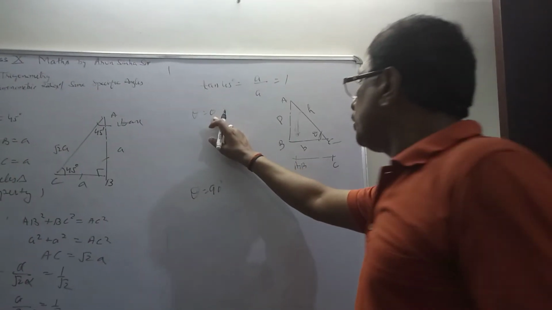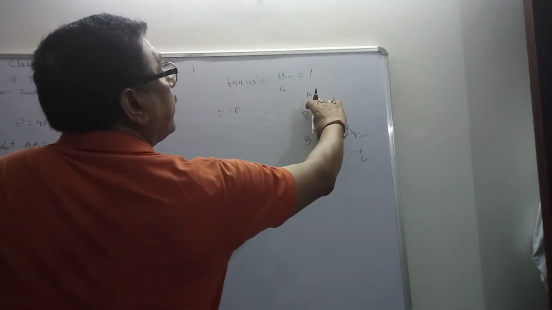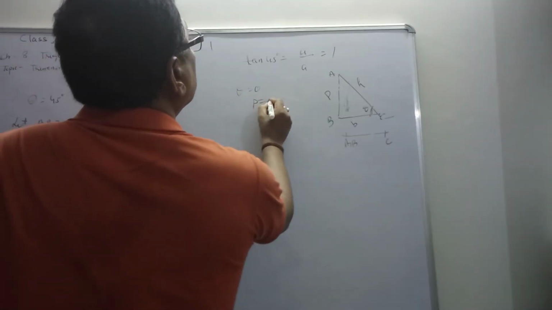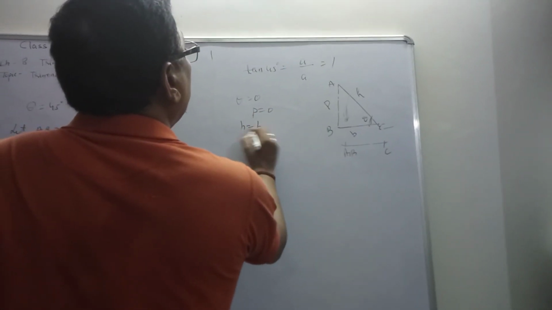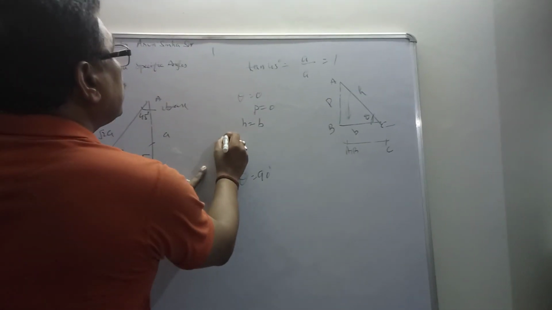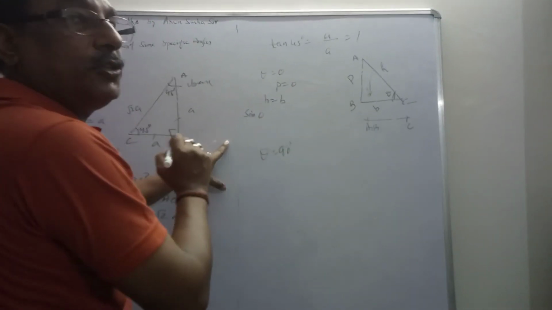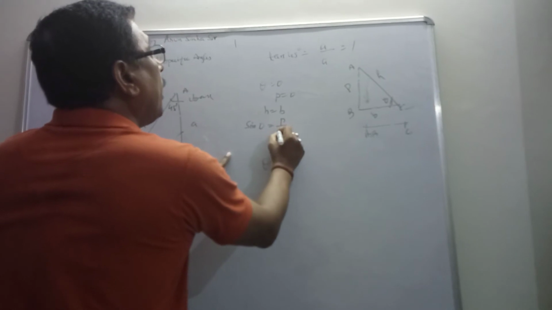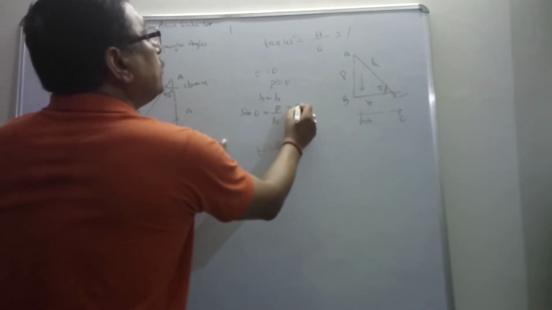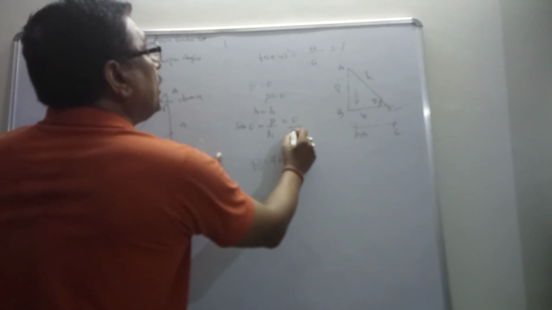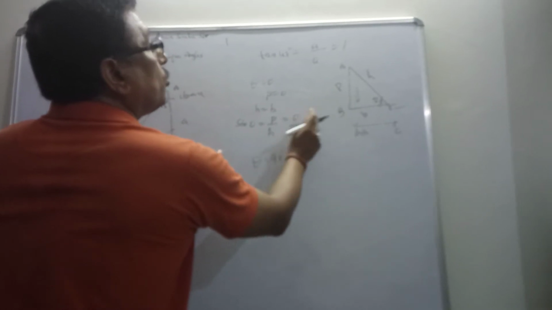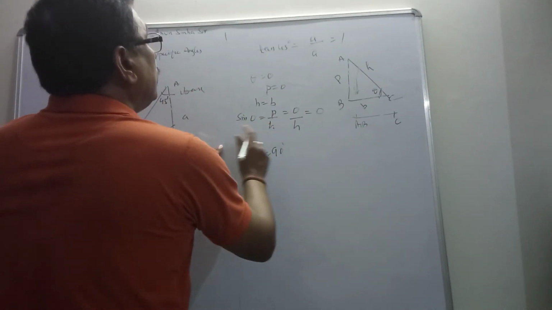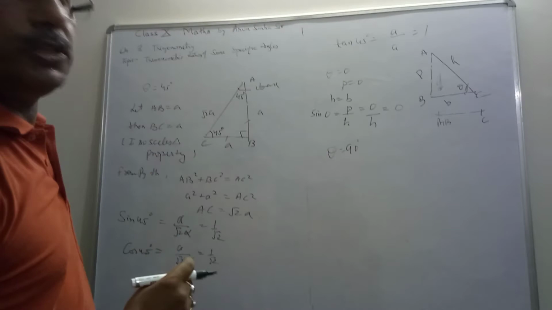For theta equal to 0, you can see, children, this length will become 0. Perpendicular becomes 0 and hypotenuse becomes base. So what will happen for sine 0? Perpendicular upon hypotenuse. What is the perpendicular? 0 upon this length, that is H. So you will get 0 upon H, that is 0. That's why sine 0 is 0.